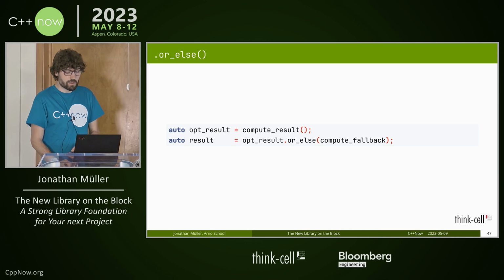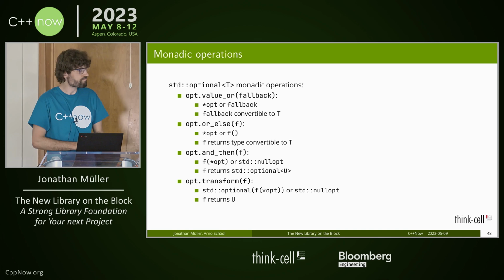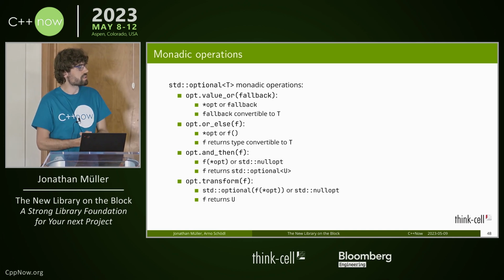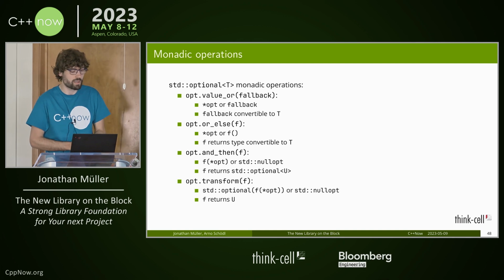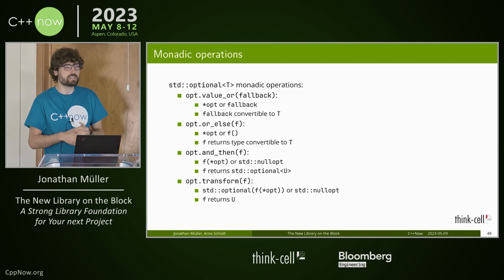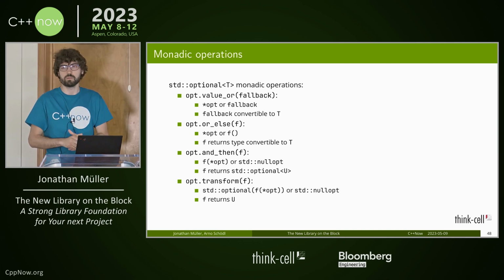Or else is actually part of a family of monadic operations that were added to std optional. So the first one is, so we already had value or since always. Then we added or else, which takes a function and it will invoke that to compute the fallback. We've also got and then. This takes a function. If the optional is engaged, it will invoke that function with the result. Otherwise, it returns nullopt.